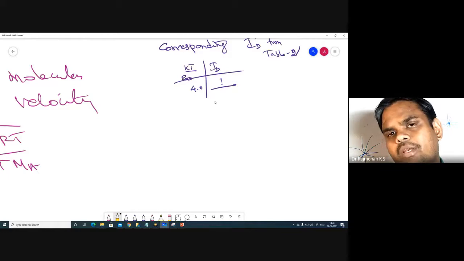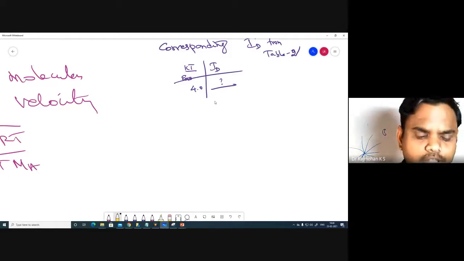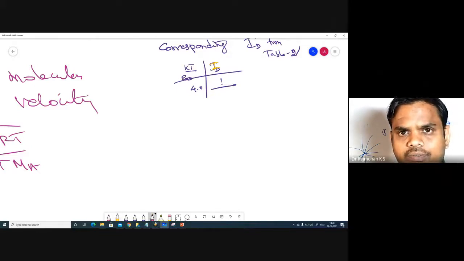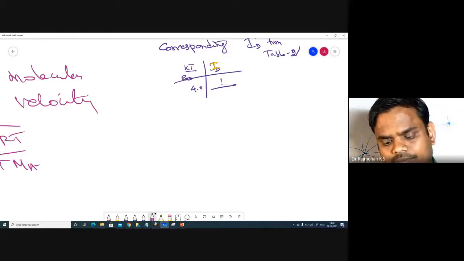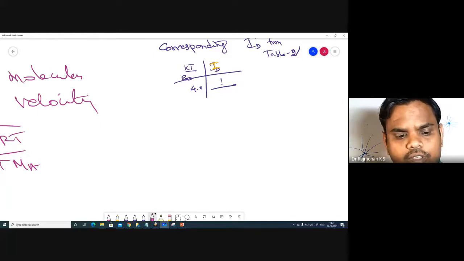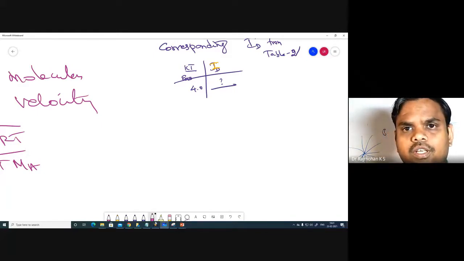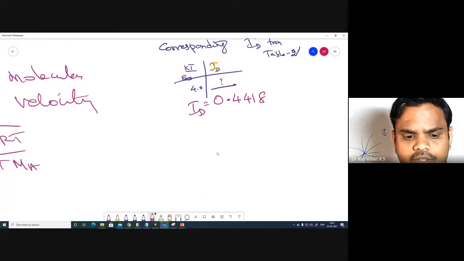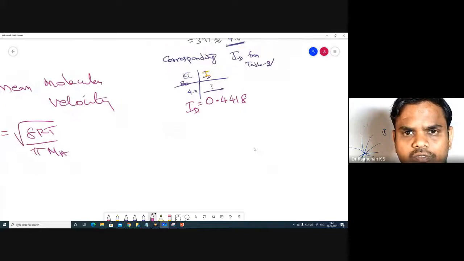Whatever is the KT by epsilon AB value, you will get the corresponding ID value. Okay. So what is the corresponding ID value? 0.4418. So we are getting 0.4418 as the corresponding ID value. Okay. So can we substitute in the expression for B?